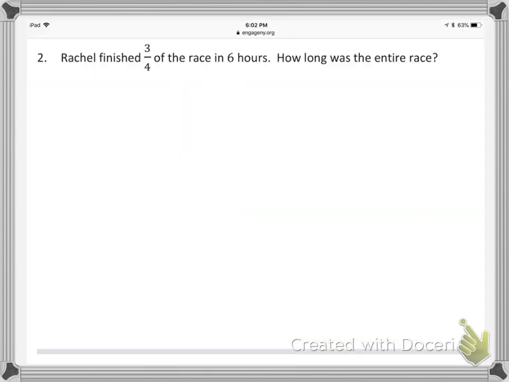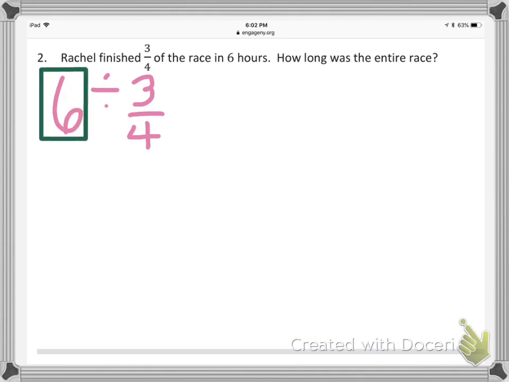All right, here's another one. This one will be a little different. We've got Rachel finished 3/4 of the race in 6 hours. How long was the entire race? So this is 6 divided by 3/4. 6 divided by 3/4. So I've got to model my dividend.